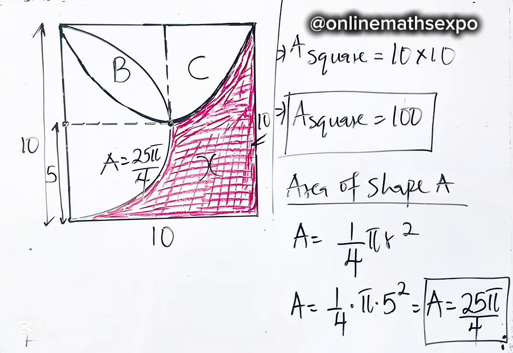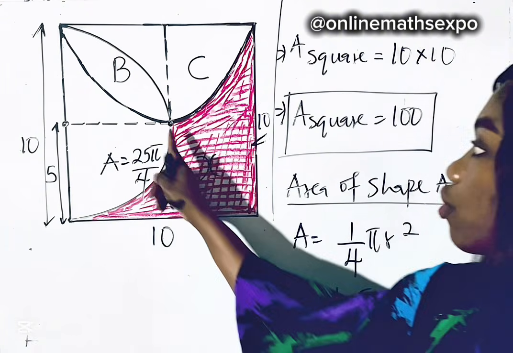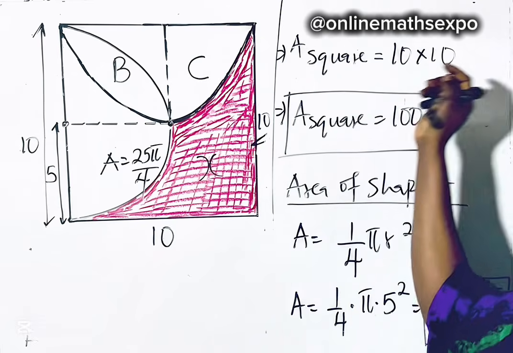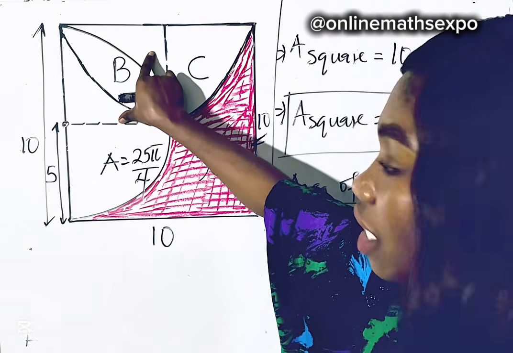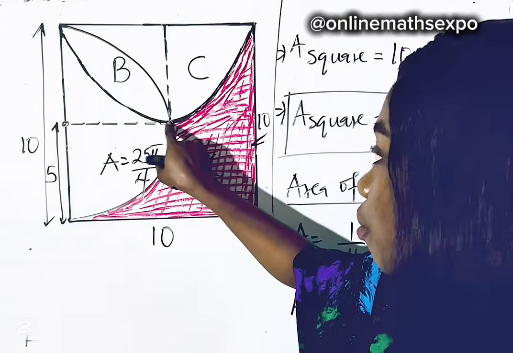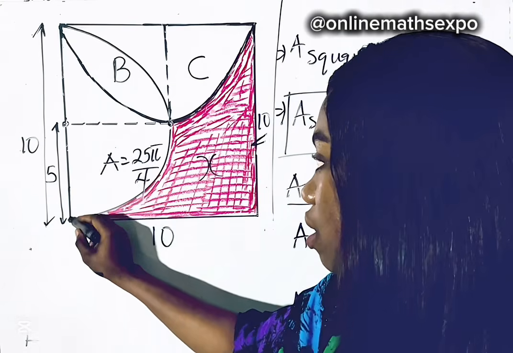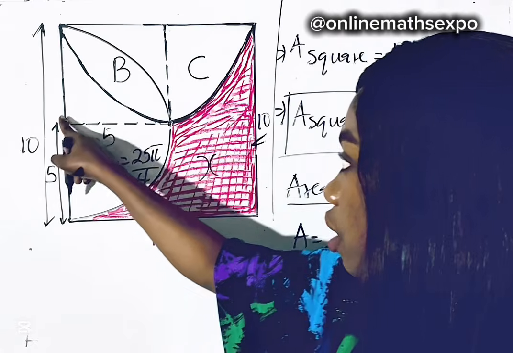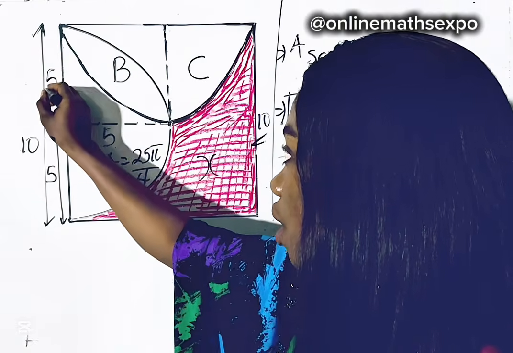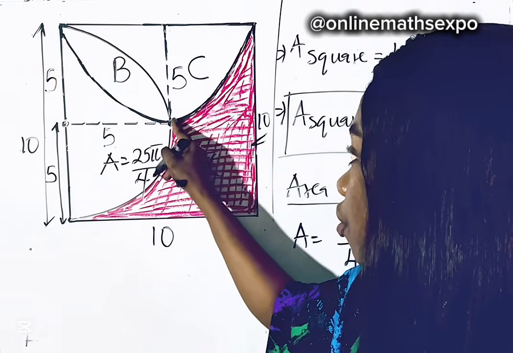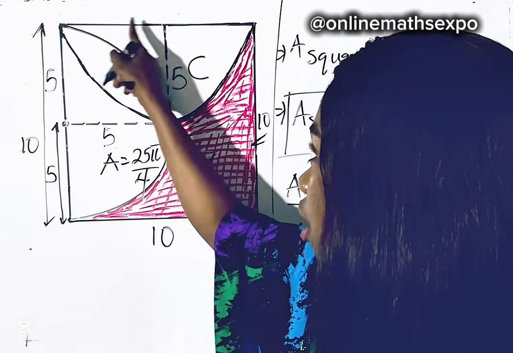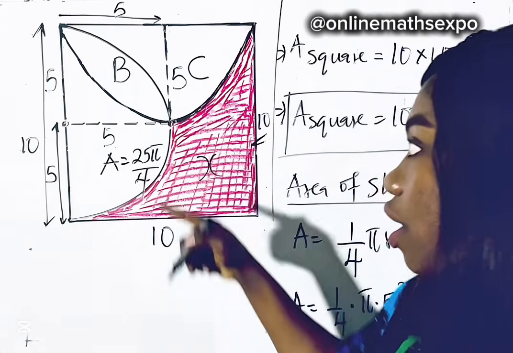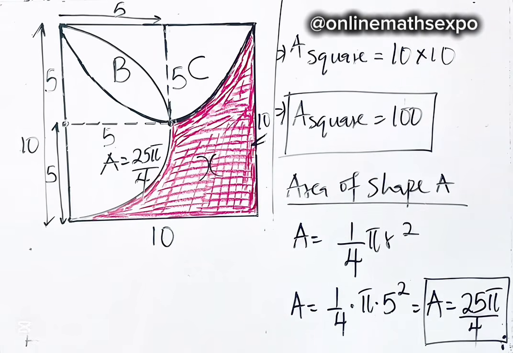Now what should we do next? We need to find the area of shape B. How do you do that? If you look at that shape, you see that the major shape you are seeing is a square, because from here to here is the radius, which is 5. From here to here is the same as from here down to this, which is 5. From here to here is 5. It means that from here down to this end is also 5. So you see that this is a square. Now how do you get the area of that shape B?